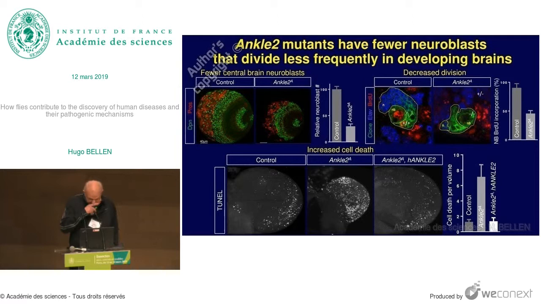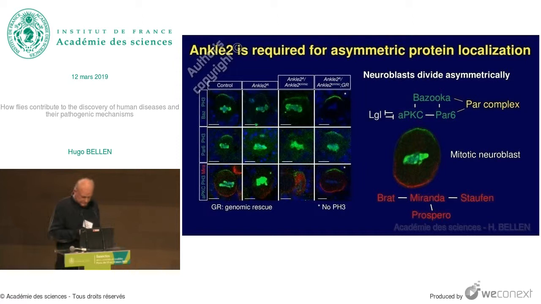Now, the next question is, what is the function of ankyl 2, and what is the function of this protein in vivo? And Nikki, the postdoc who worked on that, started looking at the asymmetric determinants. So a few words about the asymmetric determinants. When a neuroblast divides, it has to replace itself. It's a stem cell, and so it has to recreate a neuroblast. And these cells will then become ganglion mother cells or neurons later. But it needs to replenish itself, and it does it by asymmetric segregation of these two complexes.